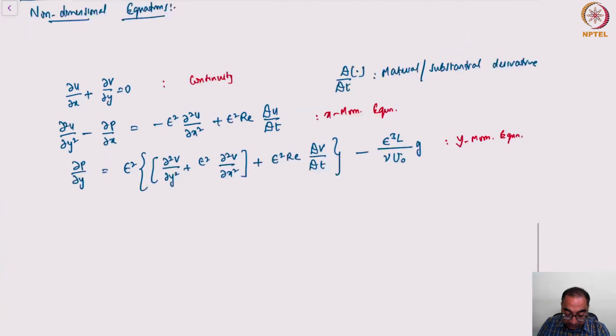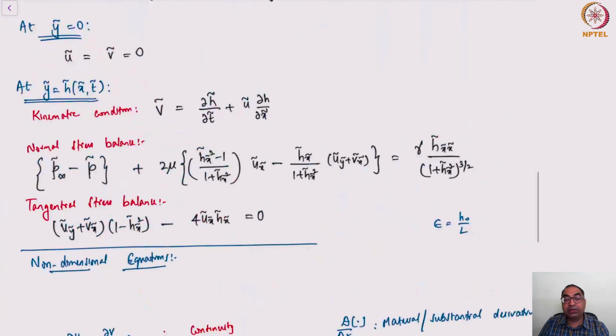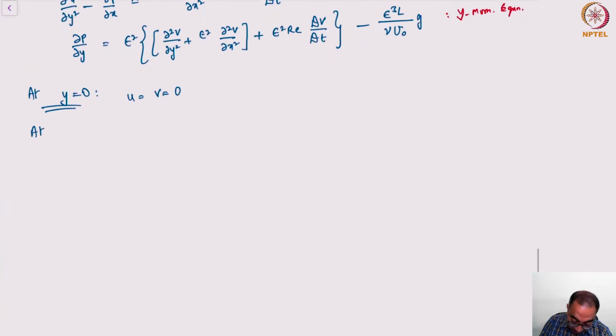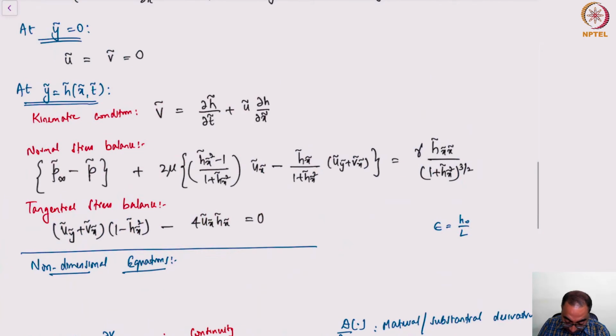Having written down these equations, our next step is to write down the conditions at y equal to 0. As you can see, it is just u equal to 0 and v equal to 0, without any change. Let's write them down. And now at y equals h of x comma t, we have to derive the interface conditions. To derive the interface conditions, we have to remember a few things.